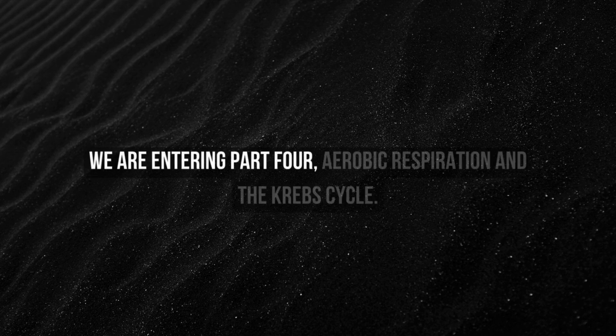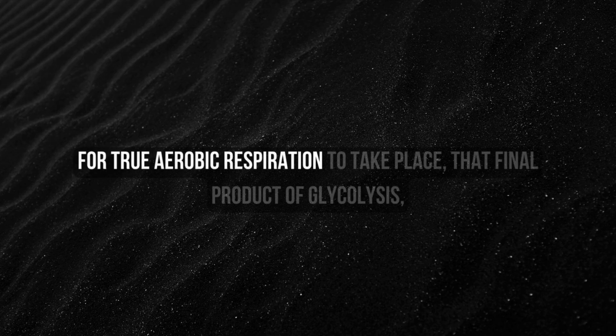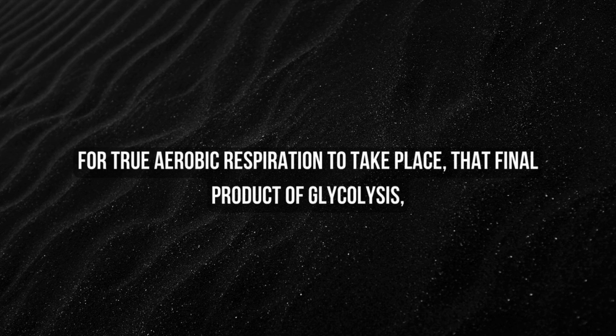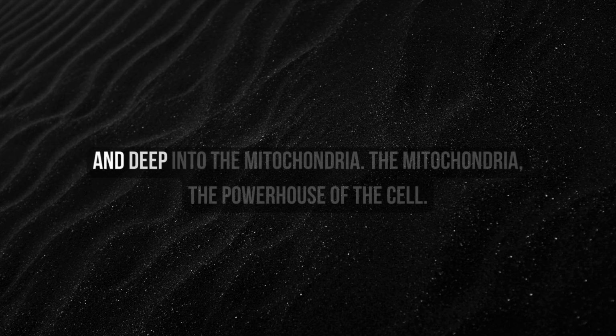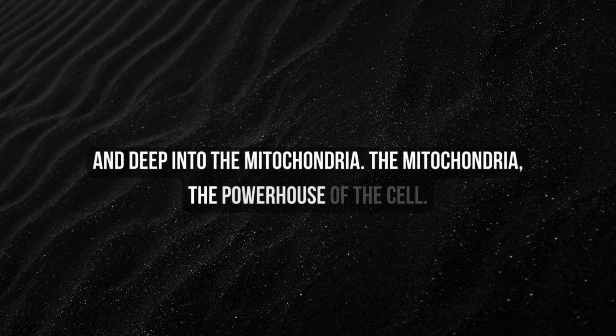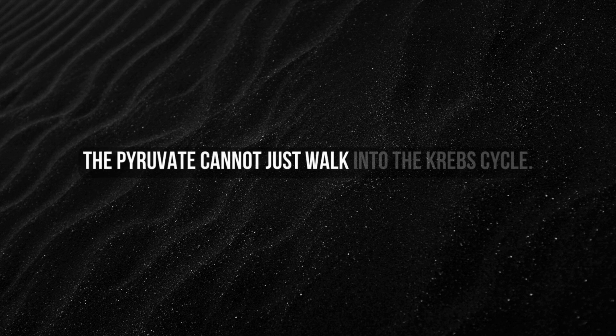We are entering part 4, aerobic respiration and the Krebs cycle. For true aerobic respiration to take place, that final product of glycolysis, the pyruvic acid, must be physically transported out of the cytoplasm and deep into the mitochondria. The mitochondria, the powerhouse of the cell. But it is not a simple open door. The pyruvate cannot just walk into the Krebs cycle.